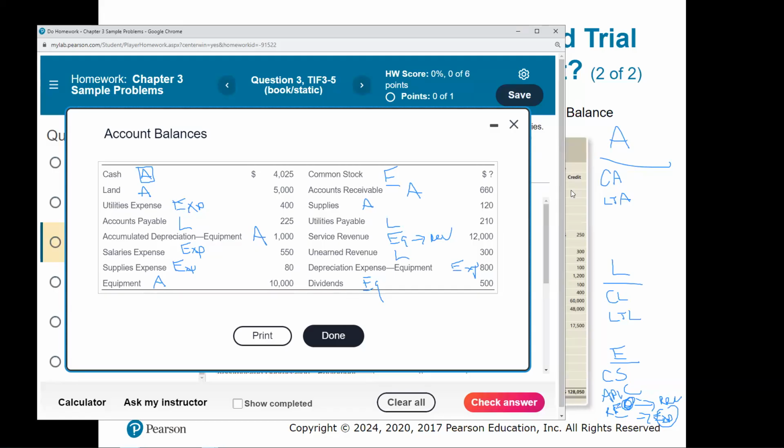So, other assets, we've got equipment, accumulated depreciation equipment, and land, yes. So you can put those three. I would probably do equipment first, then accumulated depreciation equipment, and then land would be what I would recommend.